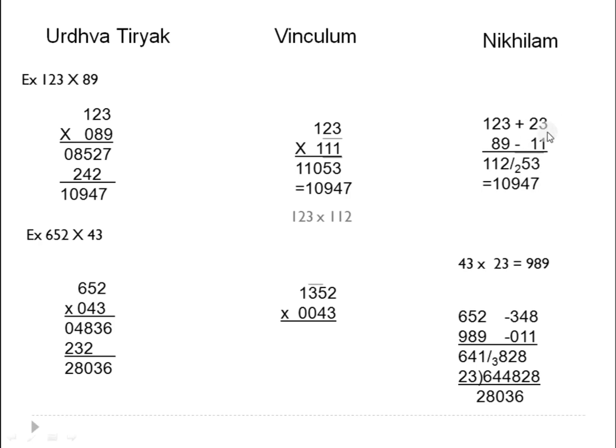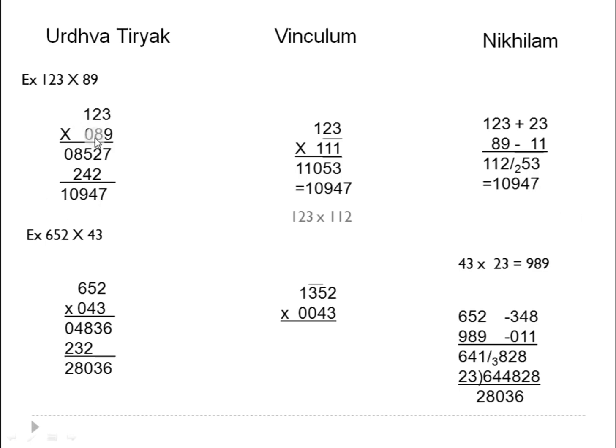We have one more special method of multiplying any number with 11, that is first digit and last digit will remain the same and the addition of these two digits will form the middle number. Okay, so now we are multiplying 11200 minus 253. So that gives 10947. Now let us come to Urdhva tiryak method.